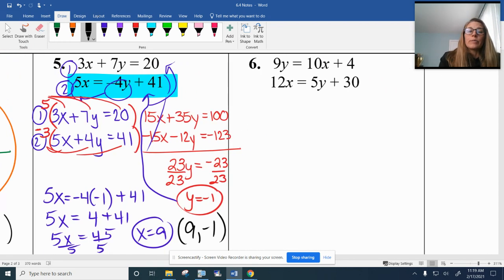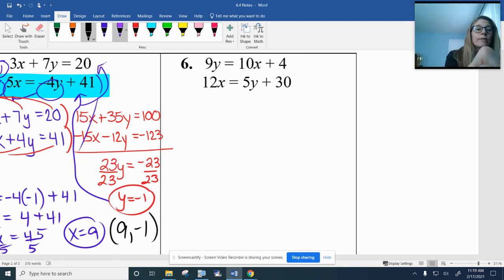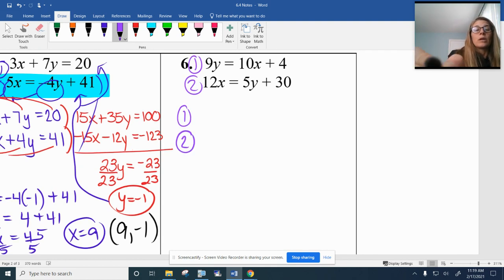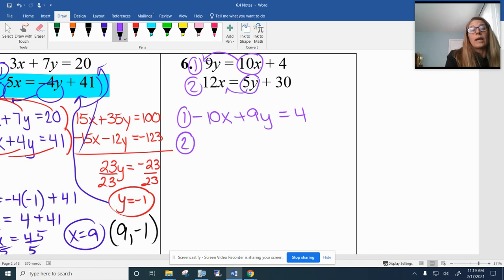All right, and then the last problem for today. First things first, like I said, we want to put these equations in standard form. Okay, so this first equation, my x is on the wrong side. I need to move it over, and of course that's going to make it a negative 10x plus 9y equals 4. And the second equation, the y needs to move over, so I have 12x minus 5y equals 30.